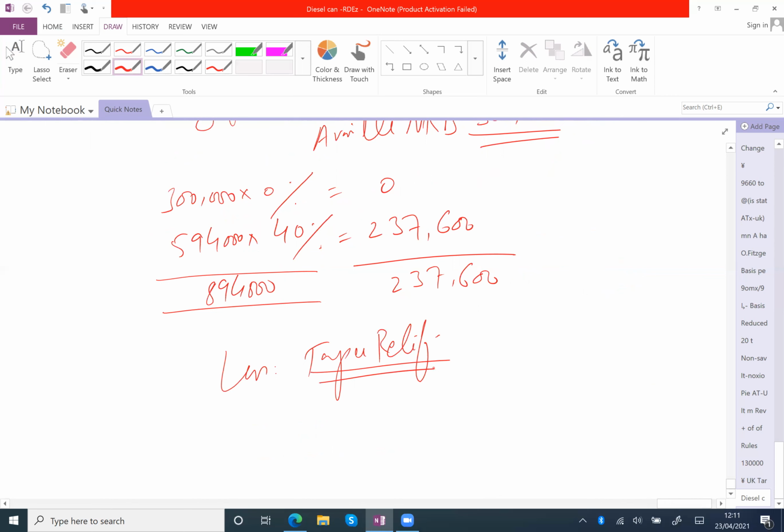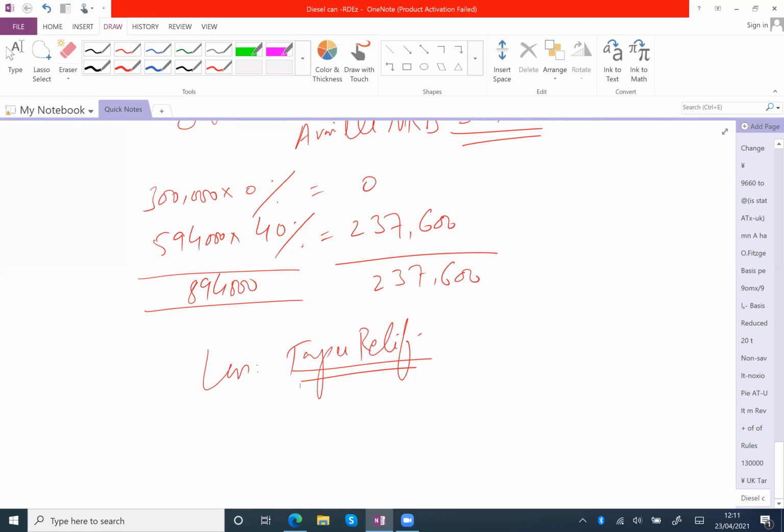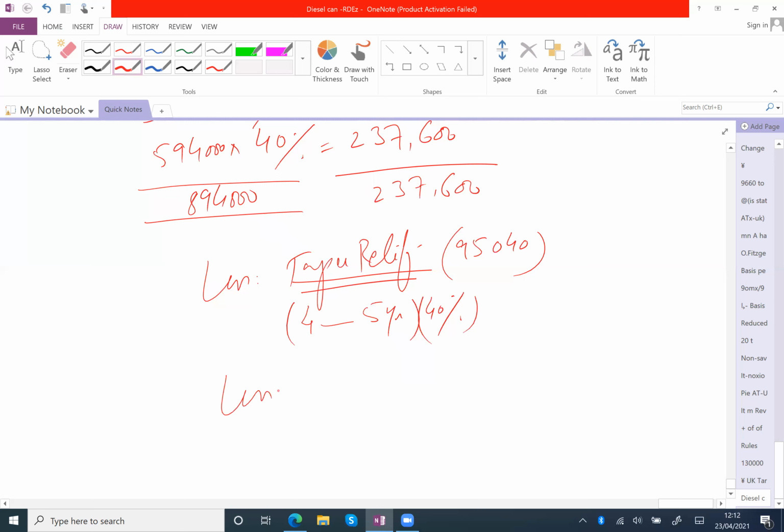And for taper relief, you have to check the gap between the gift date, the CLT date, and the death date. And in this question the gap between gift date and death date is 4 to 5 years. You die within 4 to 5 years of the gift. So 40% taper relief is available. Take that 40% of 237,600, so it is 95,040. Deduct it, and also deduct the lifetime tax.